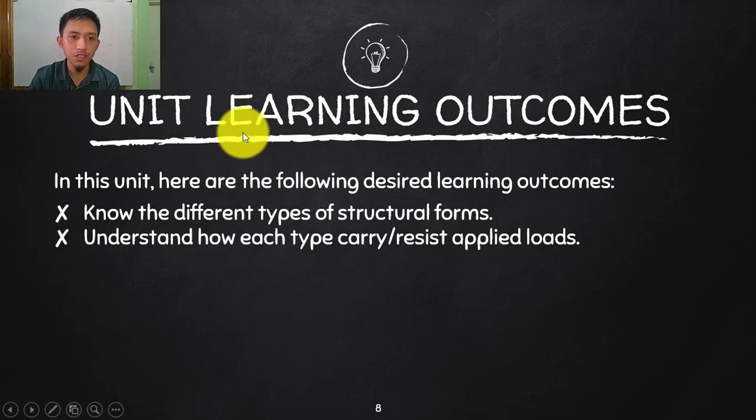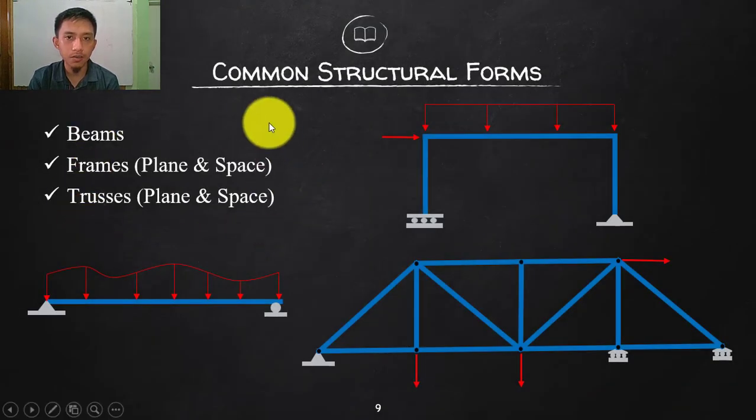So in this unit, these are your unit learning outcomes. Know the different types of structural forms. Understand how each type carries or resists applied loads. Okay. So we have here the common.